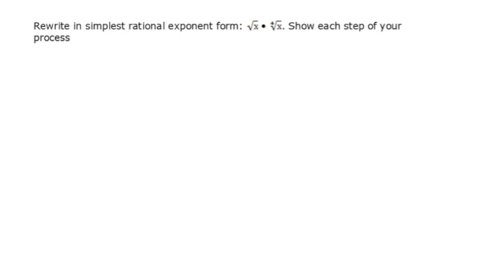Okay, next question. Rewrite in simplest radical form. Okay, in this example, we are multiplying, except for the fact that we have a radical and a radical here. So I want to show you how to deal with this. Easiest way is to convert it from radical form into rational exponent form.